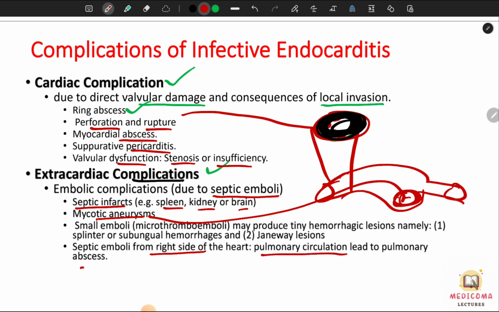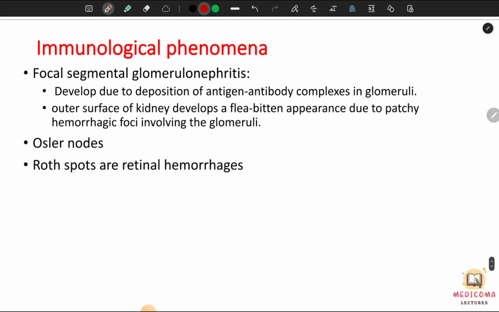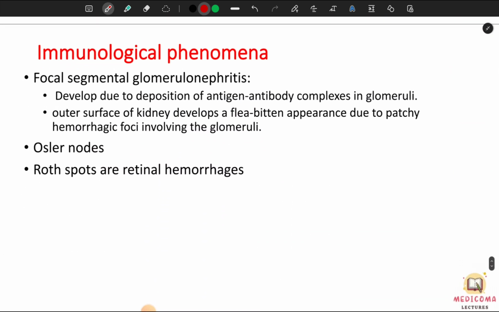and pulmonary embolism. And now, what are the immunological phenomena in infective endocarditis, which can affect other organs in our body? First of all, there is focal segmental glomerulonephritis, developed due to deposition of antigen-antibody complex in the glomeruli. The outer surface of the kidney develops a flea-bitten appearance. Why? Due to patchy hemorrhagic foci involving the glomeruli.